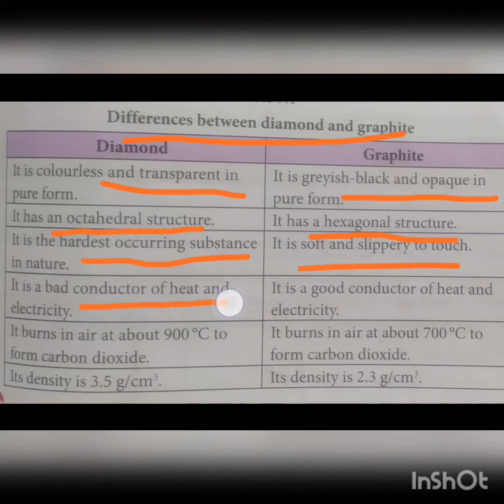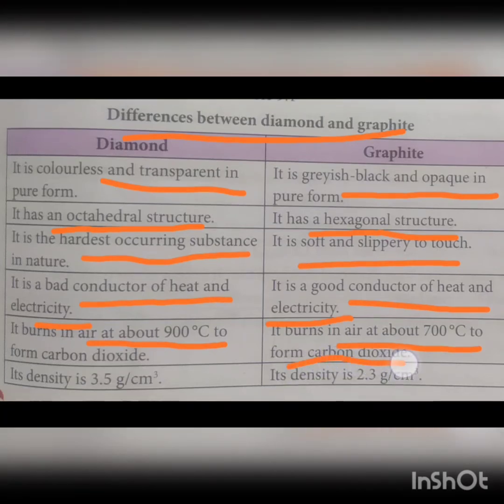Diamond is a bad conductor of heat and electricity. Graphite is a good conductor of heat and electricity. Diamond burns in air at about 900 degrees Celsius to form carbon dioxide. Graphite burns in air at about 700 degrees Celsius to form carbon dioxide. Density of diamond is 3.5 gram per centimeter cube and density of graphite is 2.3 gram per centimeter cube.